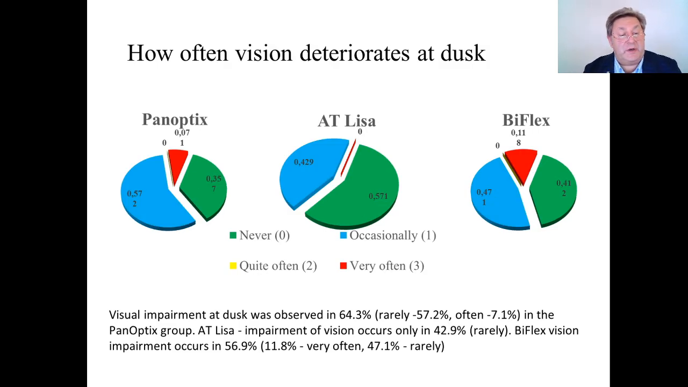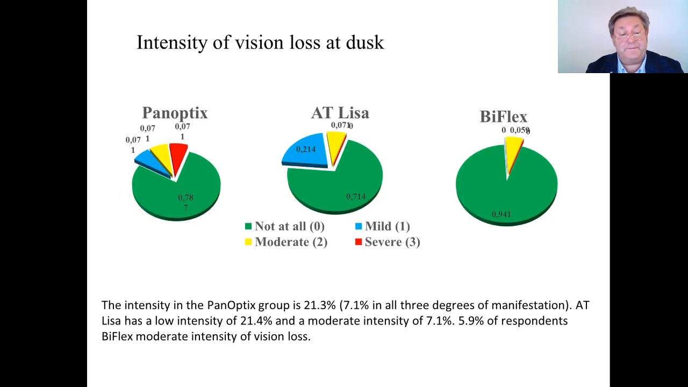Visual impairment at dusk was observed in 64%, rarely 57%, often 7%. In the Panoptics group at At Lisa, impairment of vision occurred only in 42%. B-flex vision impairment occurred in 56%, 11% very often, and 47% rarely. The intensity in the Panoptics group is 21%, 7% in all 3 degrees of manifestation. At At Lisa there is a low intensity, 21%, and a moderate intensity, 7%, and near 6% of respondents with B-flex had moderate intensity of vision loss.